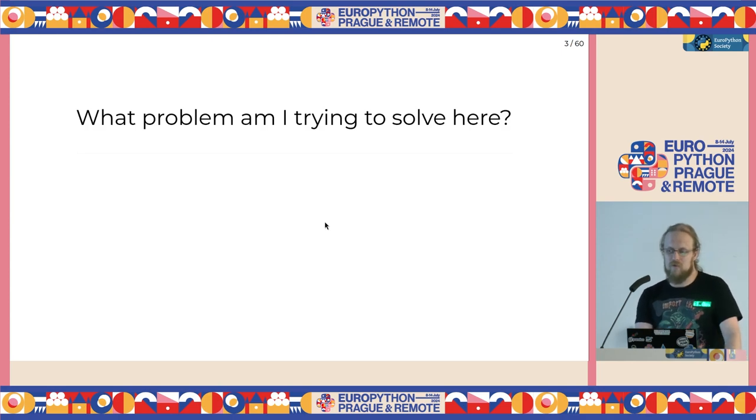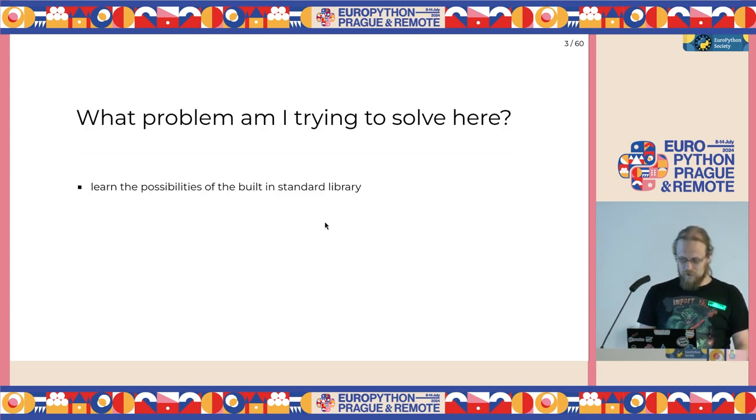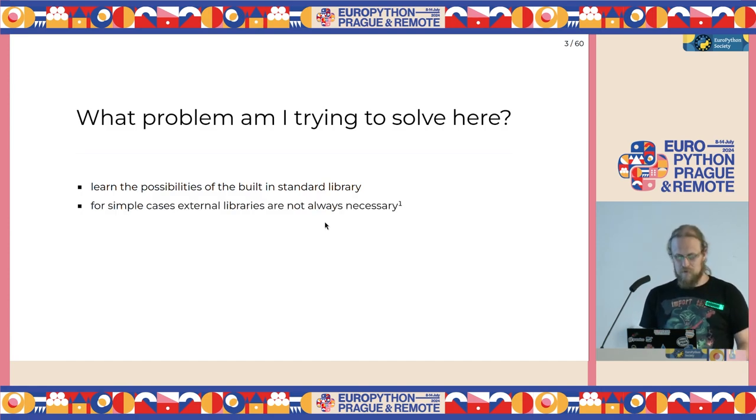What problem am I trying to solve here? I want you to learn the possibilities of the built-in standard library of Python. So Python has a huge ecosystem built in, as well as on PyPI and so on, but I want to show you what is possible inside of Python itself without ever using pip install and stuff like that, or if you want to use uv, one of the modern alternatives. Most of those are super awesome for simple cases, and you don't always need external libraries like pandas and so on, but obviously it's really for the simple cases.